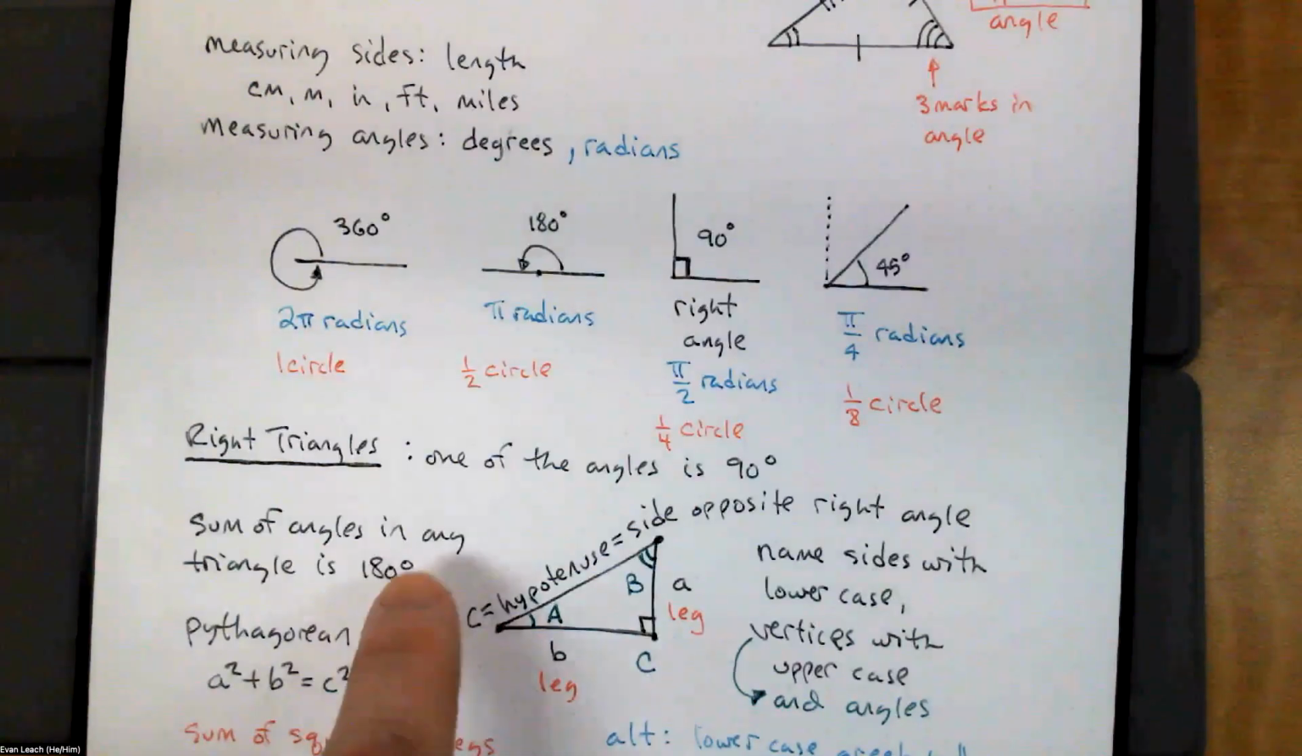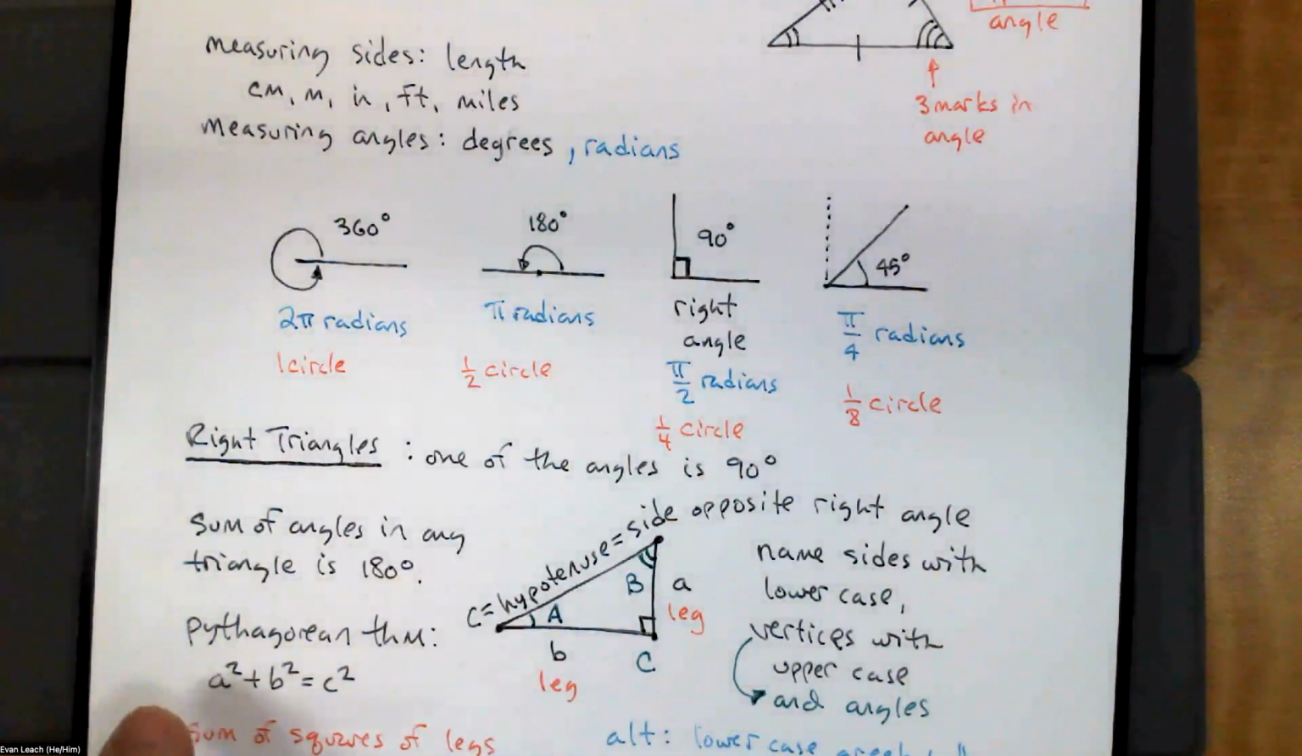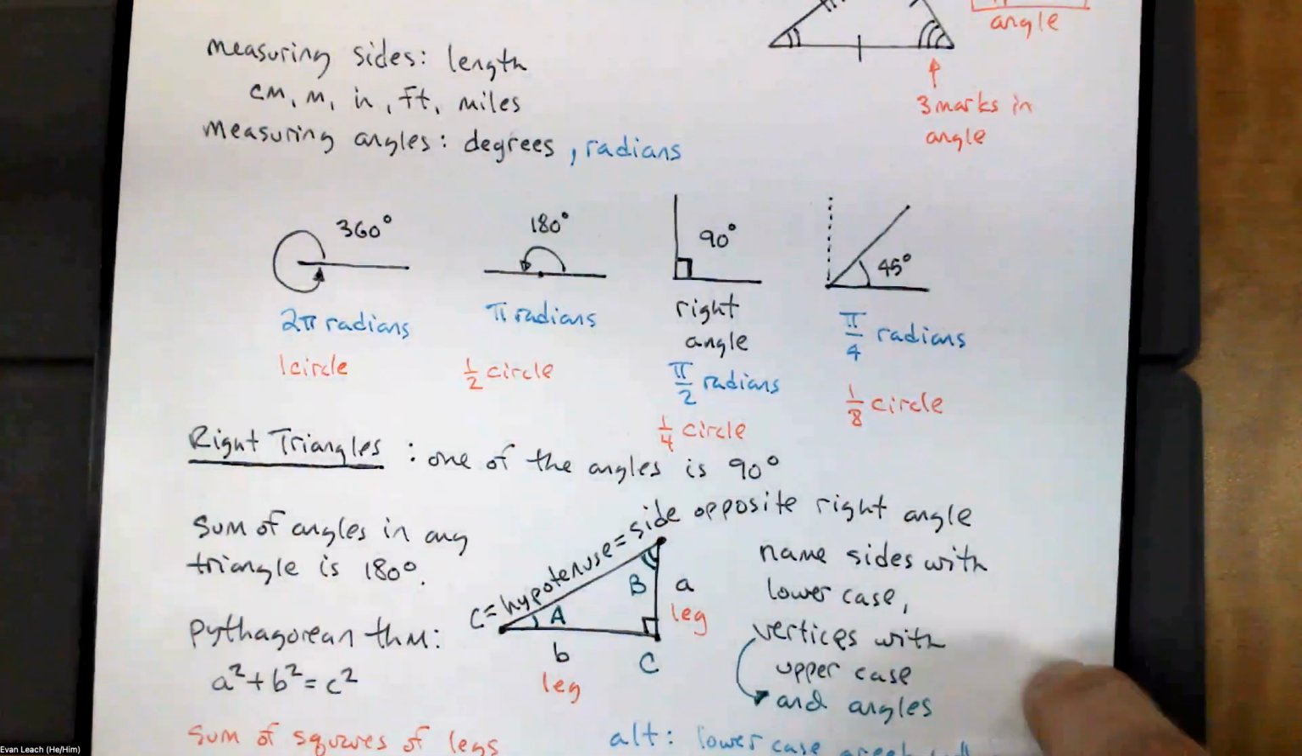Now notice that we've got two facts about right triangles. Number one, the sum of the angles in a triangle is 180 degrees. We also have the Pythagorean theorem, a squared plus b squared equals c squared. Notice that one of them is all angles, and the other one is all sides. We need some kind of relationship between the two. We need to connect the angles and the sides.